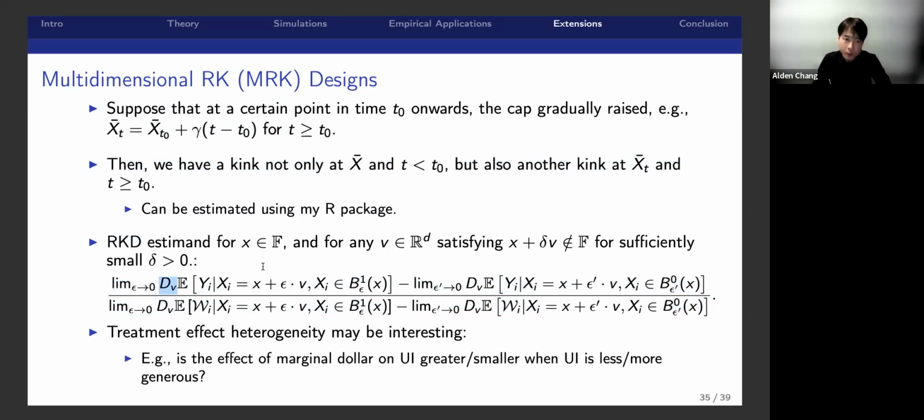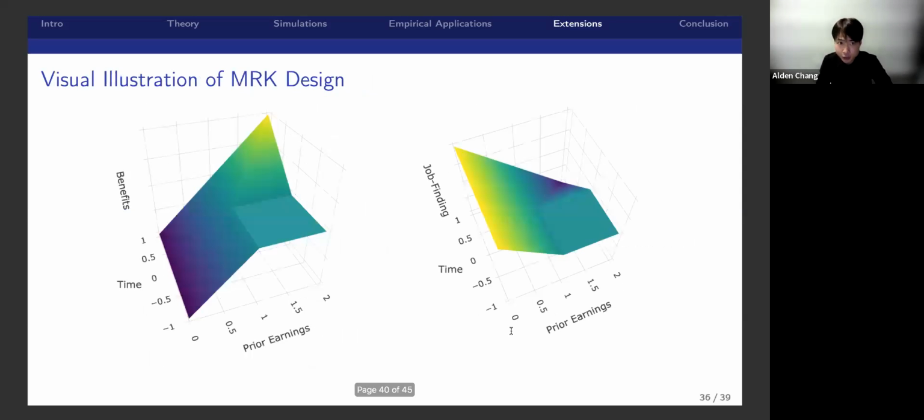So why would we want to use the MRK design? Again, it could be because we're interested in treatment effects heterogeneity. For example, we might be interested in whether the effects of a marginal dollar of UI is greater or smaller when UI is more or less generous. So perhaps the description was a bit wordy, but here I have a visual illustration of the setting I just described.